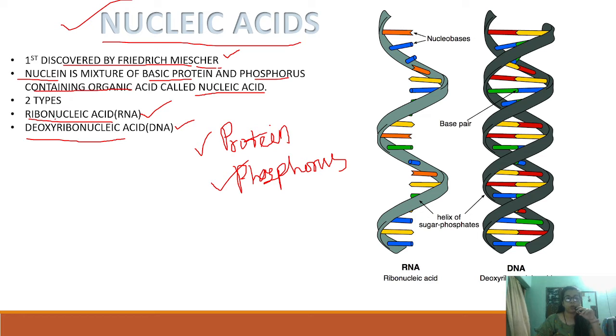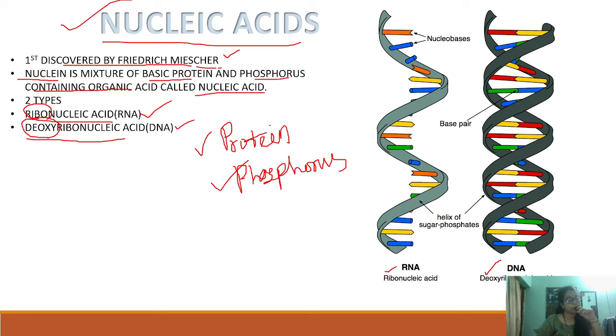Both are nucleic acids. Why is RNA called ribo and why is DNA called deoxy? Because of the sugar molecule. We will be discussing that later on. So this is the basic structure of the DNA and this is the RNA.